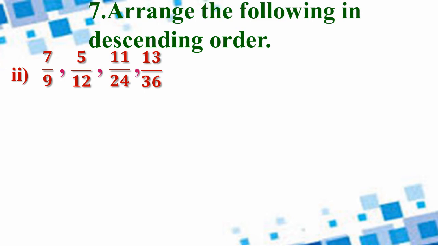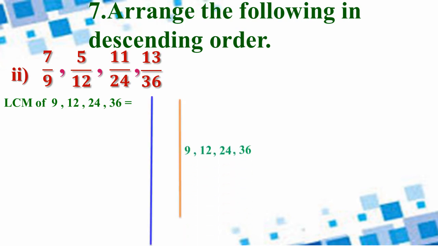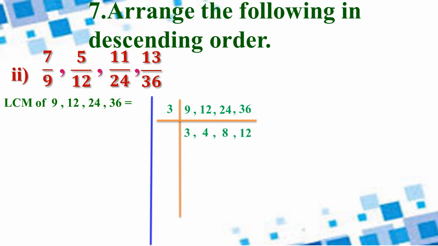First, find the LCM of the denominators: the LCM of 9, 12, 24 and 36. Let us find the LCM. Here the common divisor is 3. Let us write the quotients: 3 3s are 9, 4 3s are 12, 8 3s are 24. Next, 36 divided by 3, we get 12.